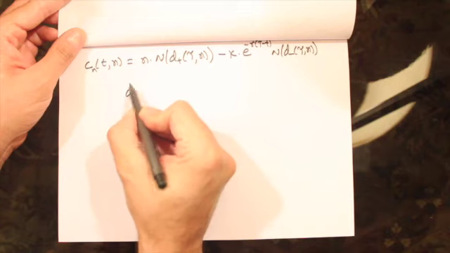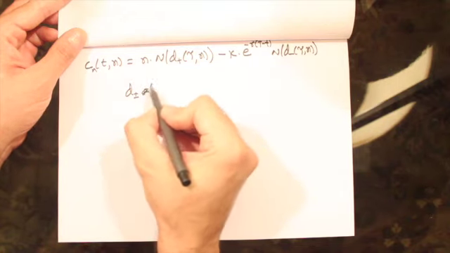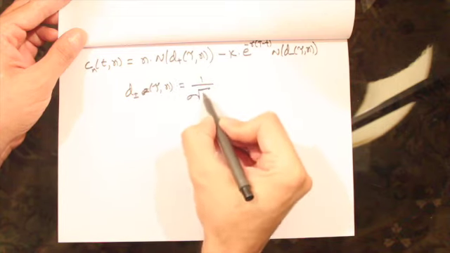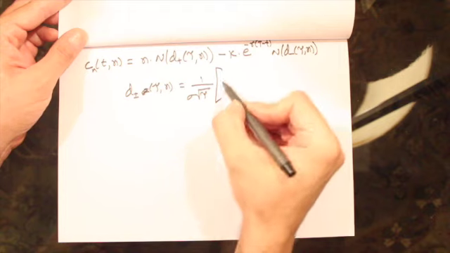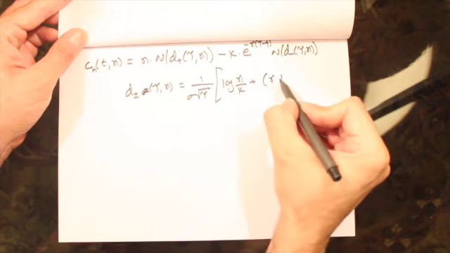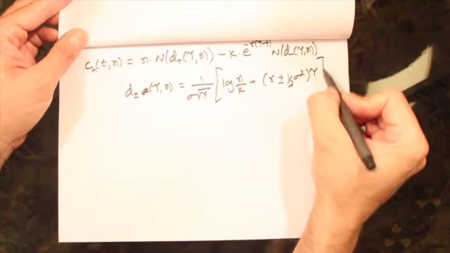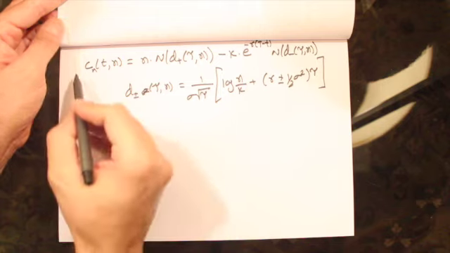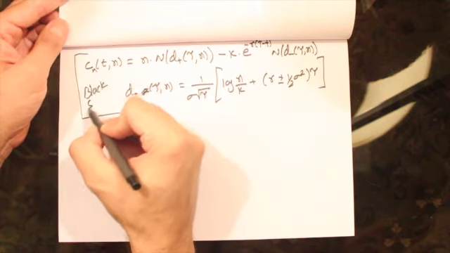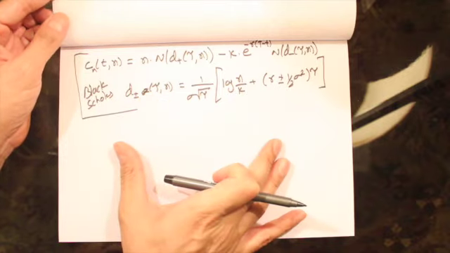And we know that d plus minus, a function of tau and x, is nothing but 1 by sigma square root of tau times log of x by K plus r plus or minus half sigma squared tau, right? This is our Black-Scholes formula, right?